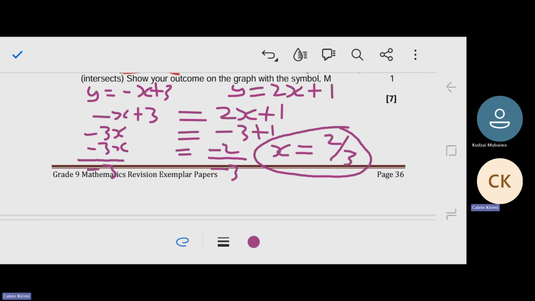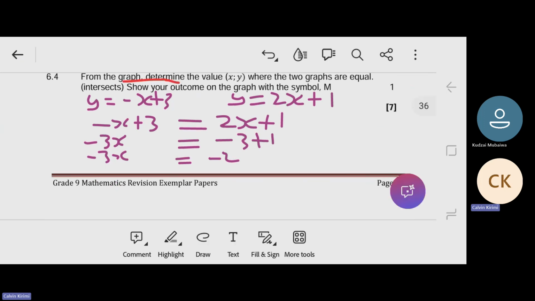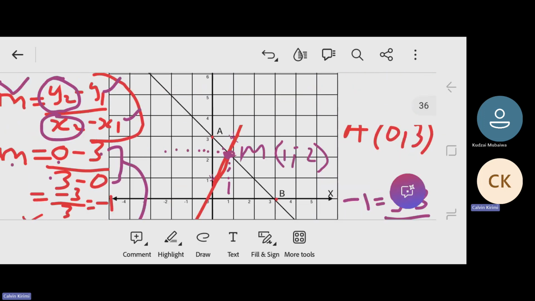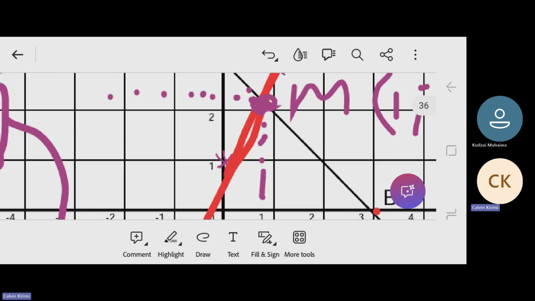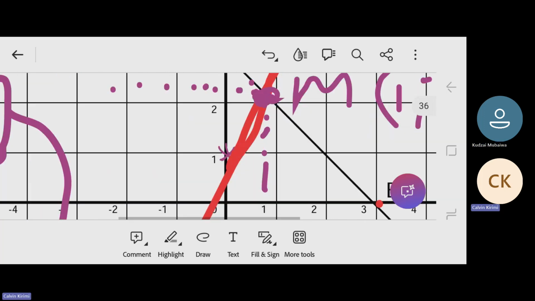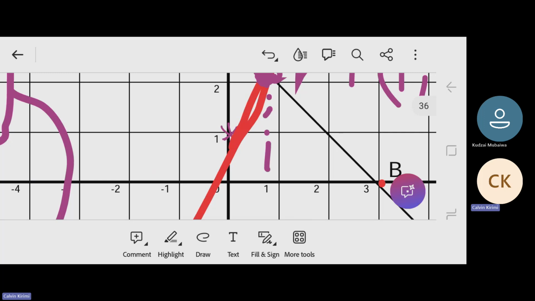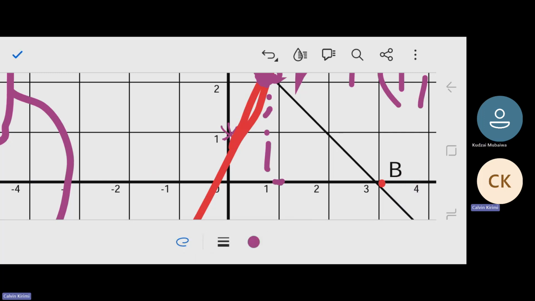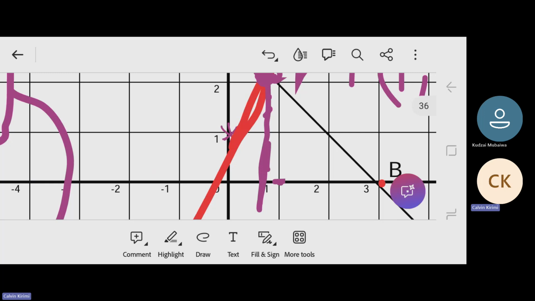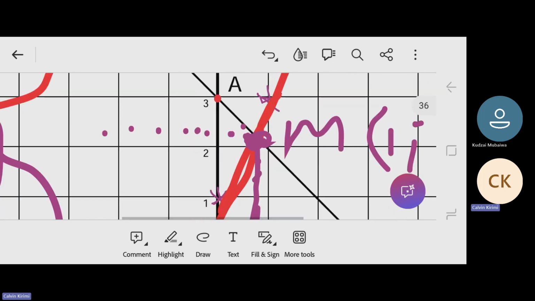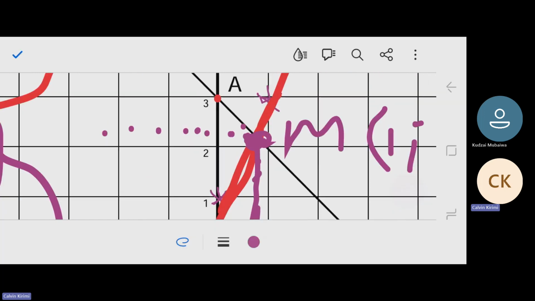Even here, you can see that x is not 1. X is less than 1, which means somewhere before 1, but 2 over 3. Because 1 is there, and our graph will cut up to this point. So x is before 1. And also you can see here it's above 2. So we check what is the y value at that point.